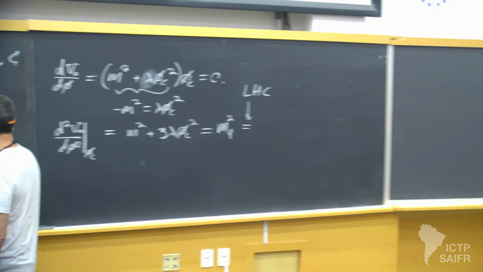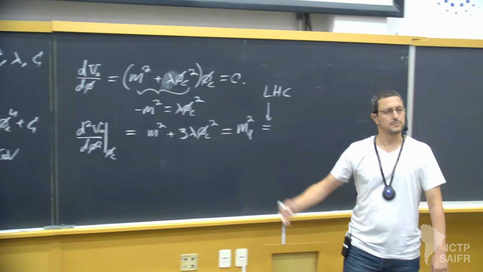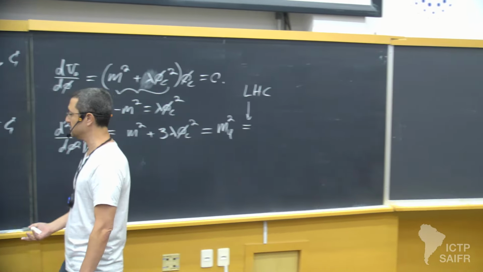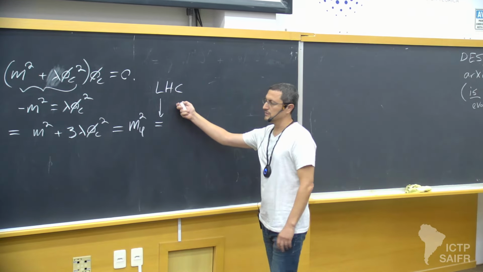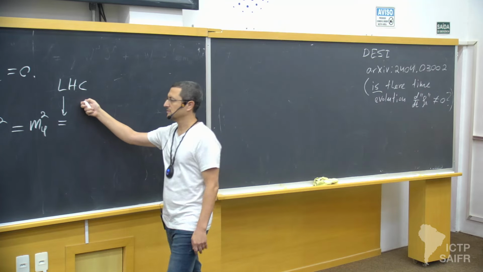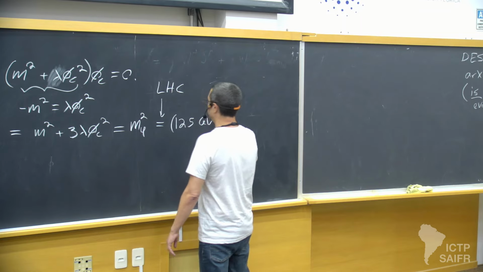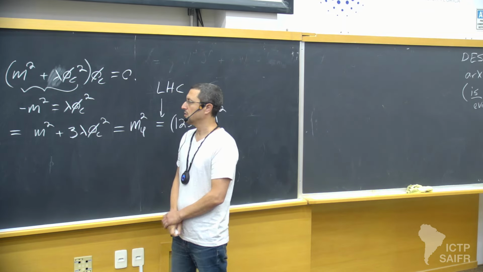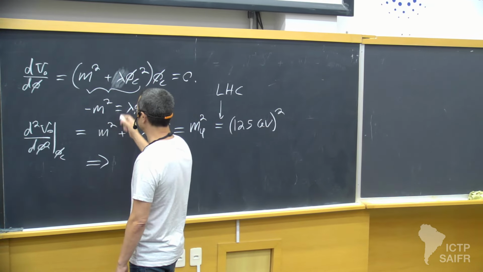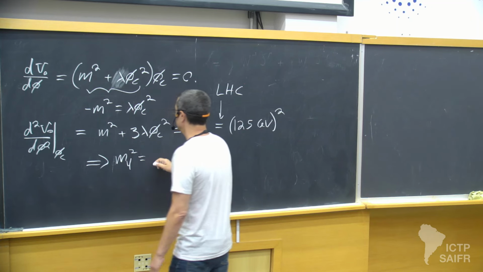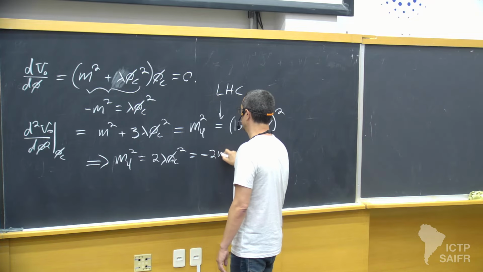I think it's fair to say that this measurement is essentially due to the LEP collider, but I'm willing to stand corrected. So previous accelerators, notably in the late 80s and the 90s, have established this number. This measurement is really due to the Large Hadron Collider from 2011, 2012 and so on. This was measured, and this is about 125 GeV, squared. But we already have a relation from the vacuum expectation value. We can plug it in here. If I use the relation for the VEV, then m phi squared is actually 2 lambda phi c squared, or minus 2 m squared.